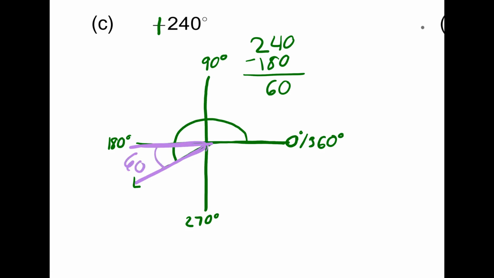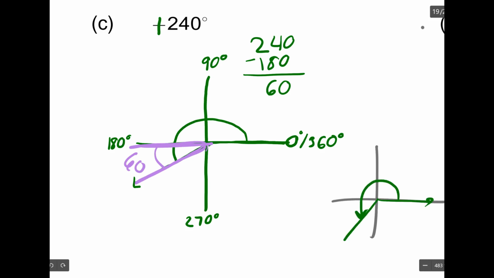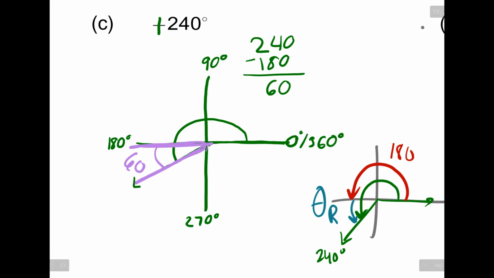Okay, so let me show you why. Let me show you how I derived these. So I had an angle that is 240. So it looks like that. This is 240 degrees. Imagine if I went to 180, and then this is going to be the reference angle. So I'm just going to write theta R. Theta is the angle, R is my reference. Theta R is my reference angle. I'm just showing you which angle it is.